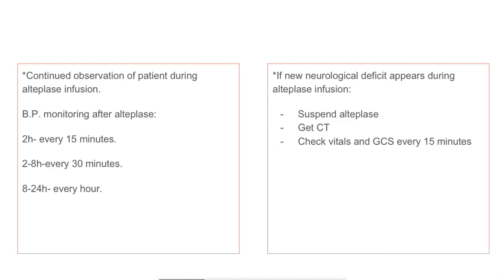But remember, this is about ischemic stroke, so I will continue telling you how you are going to monitor the blood pressure of a patient after giving alteplase. Okay, so for the first 2 hours after alteplase, you have to be checking blood pressure every 15 minutes. Then from those 2 hours to 8 hours, you have to be checking it every 30 minutes, and the remaining 16 hours you have to check it every hour. Okay, and here's what I told you that you should do in a patient with a new focal deficit during the alteplase infusion.